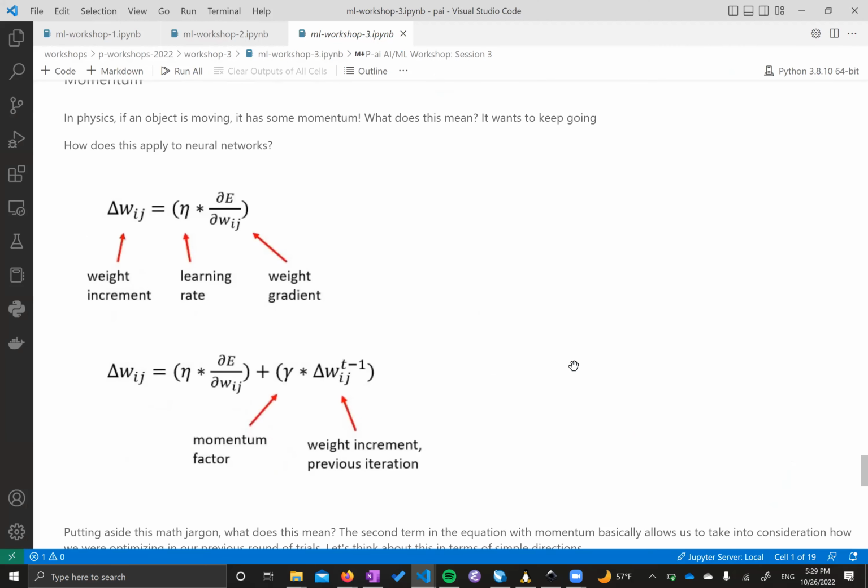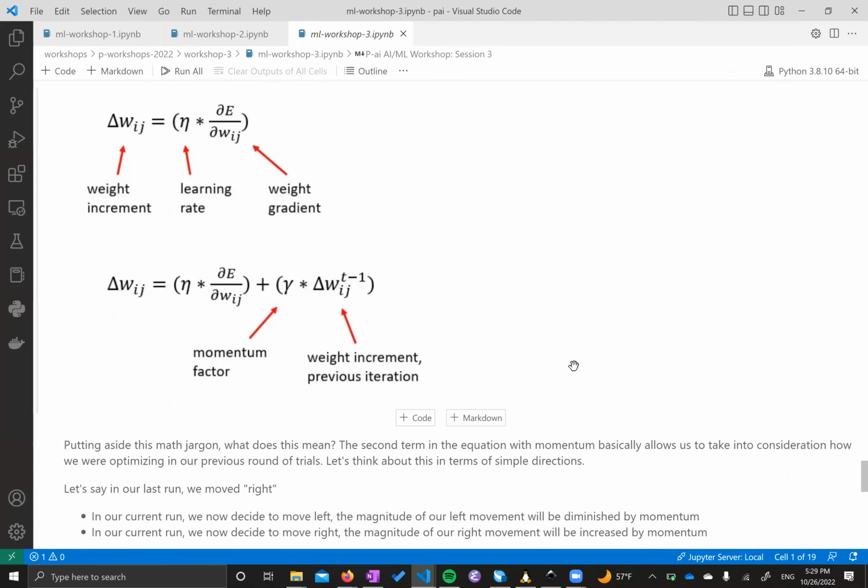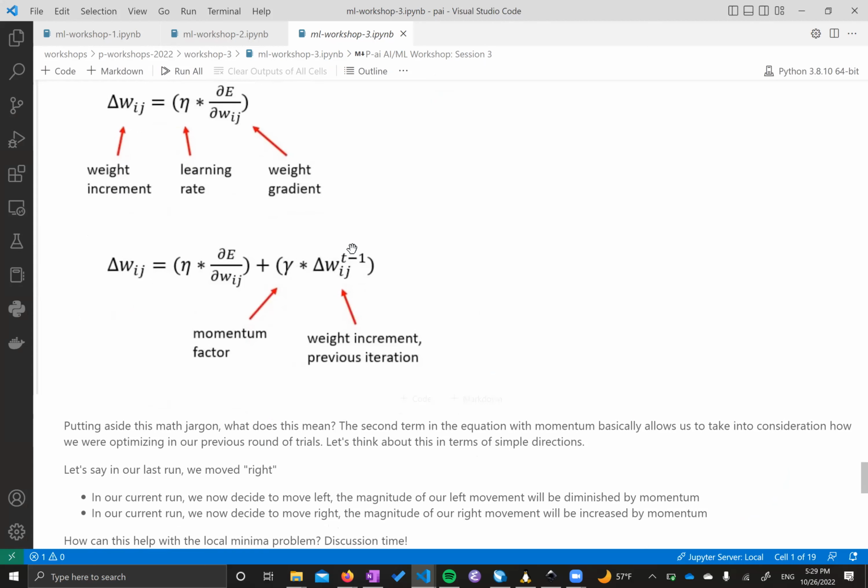And let's look at this in terms of some math. Earlier, we talked about this equation. Just pretend that this E here is a J. So this change in weights is equal to how the error is changing relative to the weights, scaled by a learning rate. Well, this time with momentum, we're also going to consider how much the weights changed in the previous iteration. There's also going to be a scaling factor, and that's going to get tacked on to how our weights change this time.